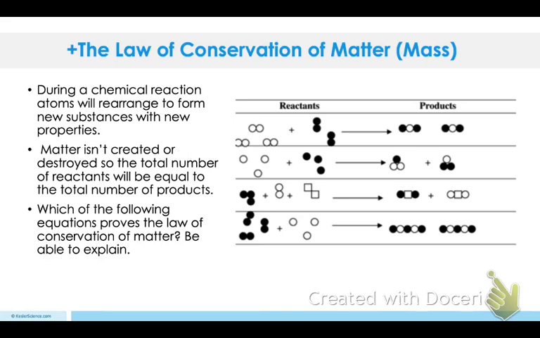So, the law of conservation of mass, or matter: during a chemical reaction, atoms will rearrange to form new substances with new properties. Matter is not created nor destroyed, so the total number of reactants will be equal to the total number of products. Which of the following equations proves the law of conservation of matter?